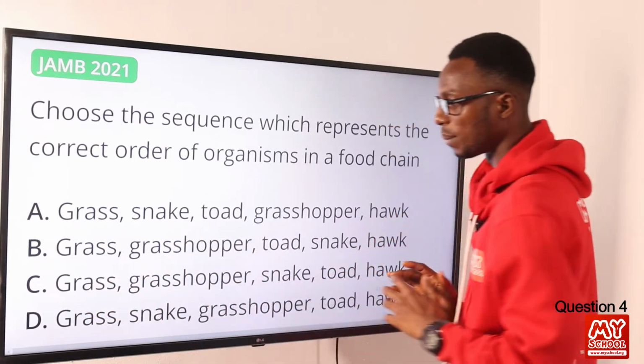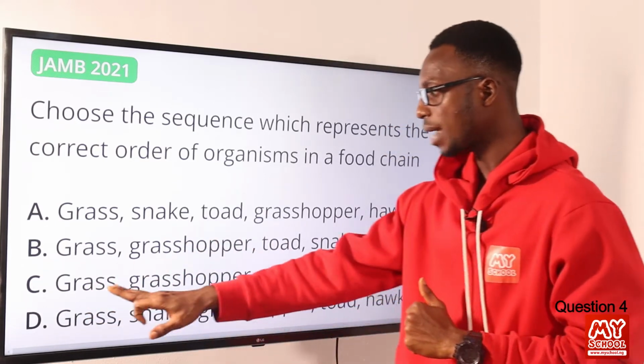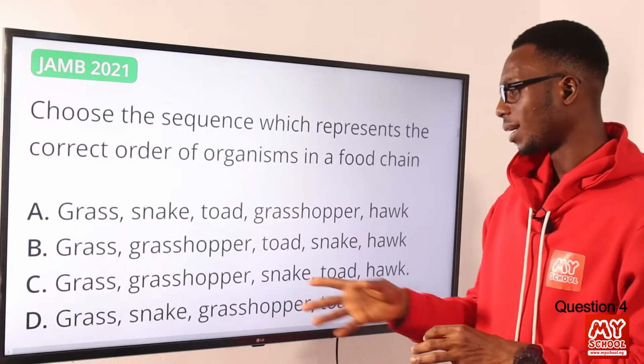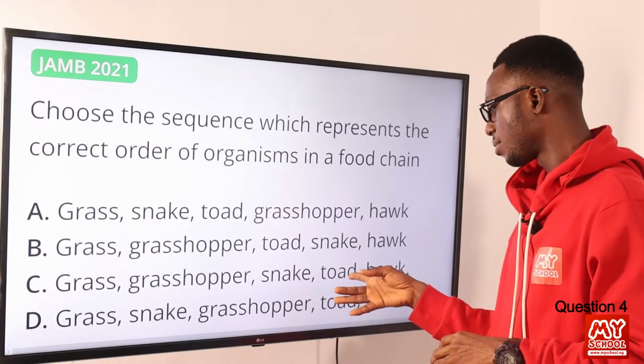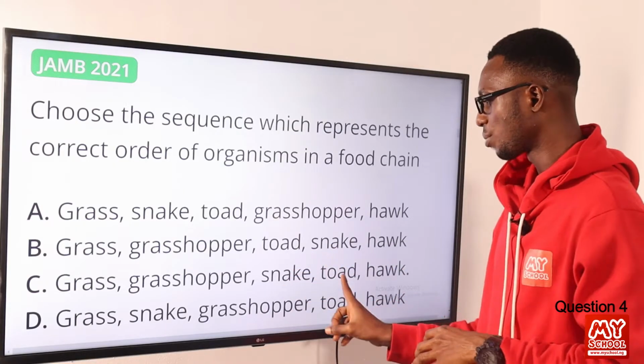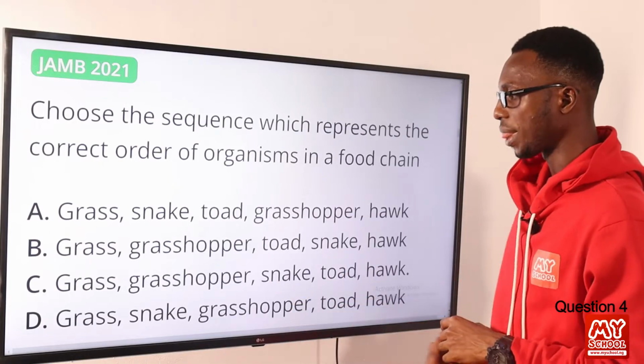Let's look at this line of this chain. So we have grass to grasshopper. Okay, we are still good. Grasshopper to snake, then to toad. Oh, this is incorrect. The toad has to come before the snake.